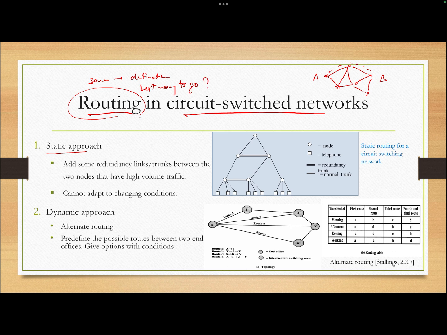There are two approaches to do routing. The first one is the static approach, the second one is the dynamic approach. For the static approach, if you want to connect A to D, usually you have to go this way.